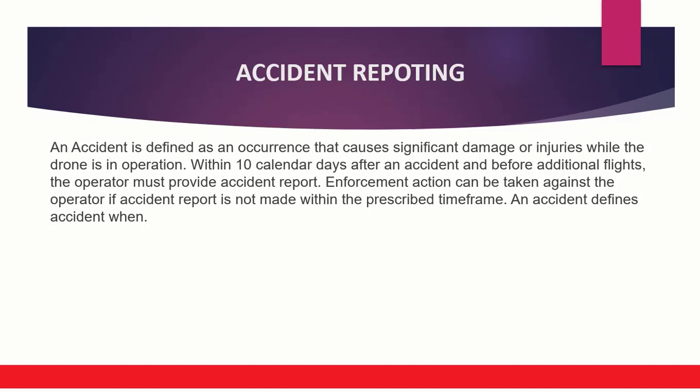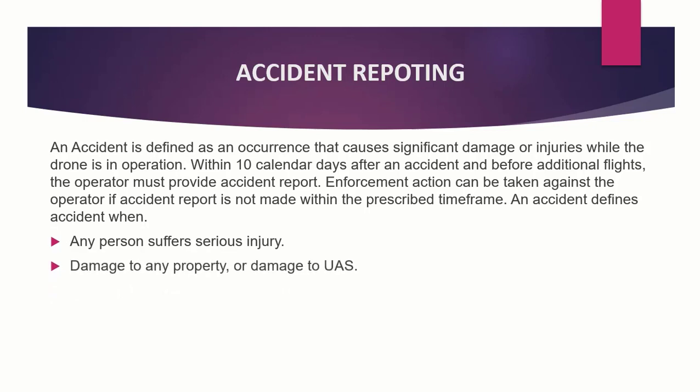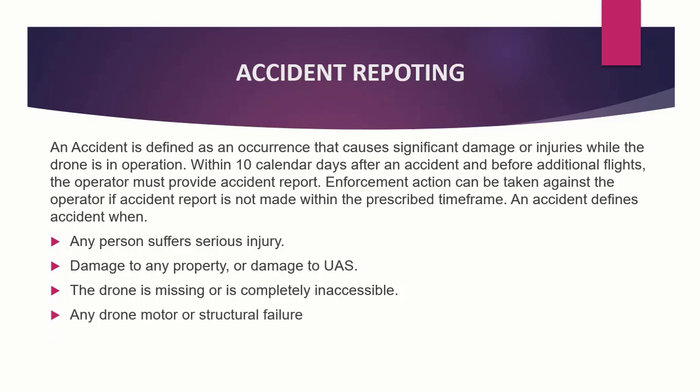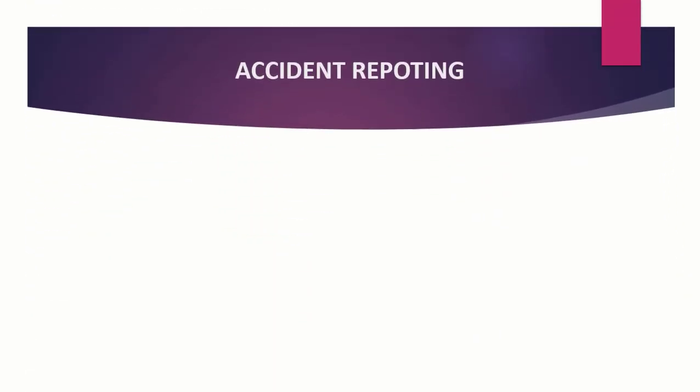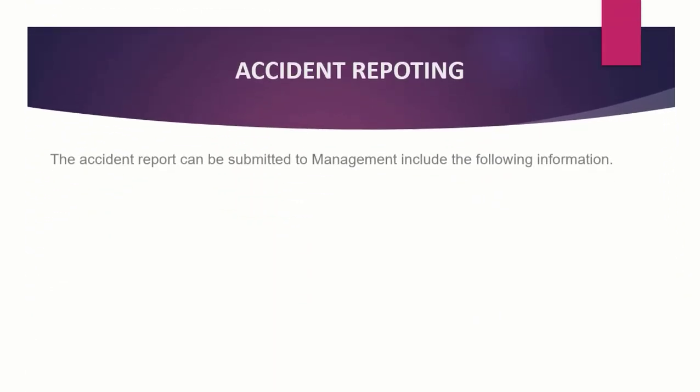An accident is defined as when any person suffers serious injury, damage to any property, or damage to the UAS. The drone is missing or is completely inaccessible. Any drone motor or structural failure. Bird strikes that damage the drone. The accident report can be submitted to management.